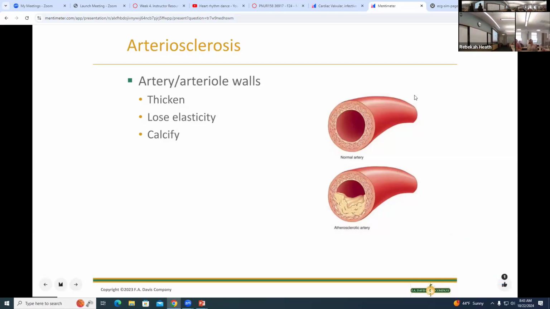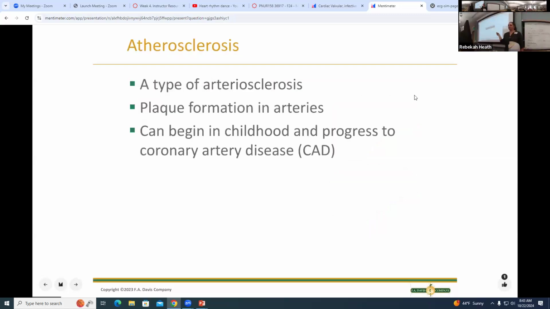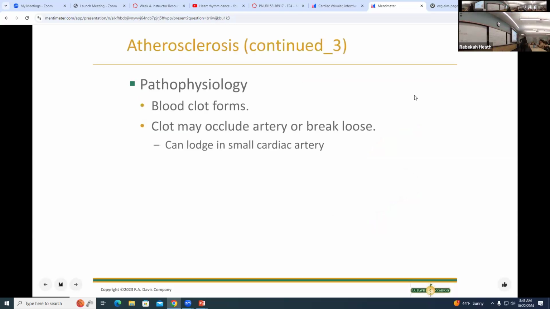You also can have plaques that build up in the artery themselves. Atherosclerosis, that's where you have the plaques that build up. It's really interesting. We used to almost always see this in older adults, but we're actually starting to see children with high cholesterol and some hyperlipidemia, which is crazy to me. But this can start in childhood and we start seeing signs and symptoms as people get older.